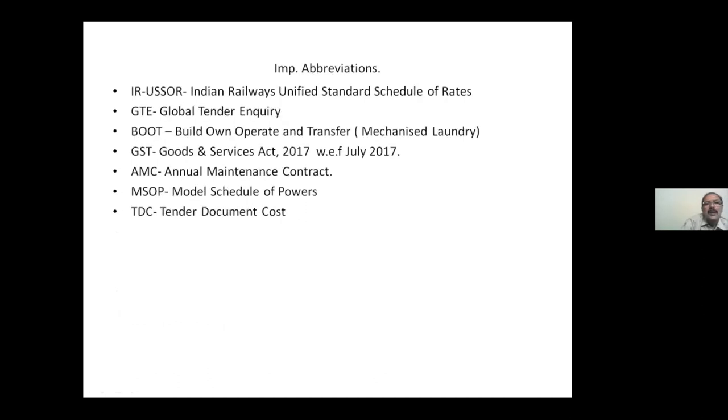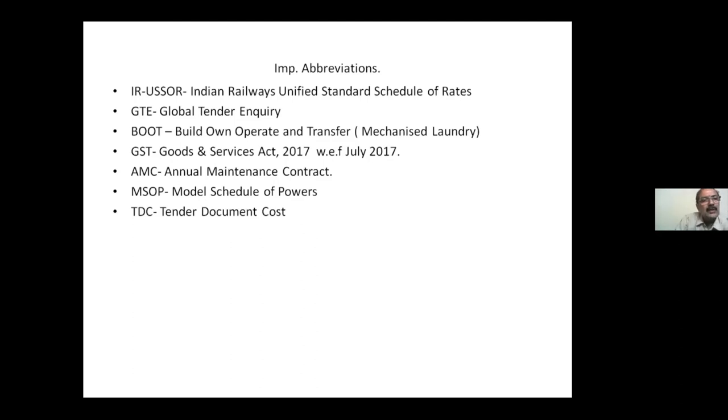Next, important update, IRUSSOR, already I told you, Indian Railways Unified Standard Schedule of Rates. So, this is the basic document where the items of the works will be picked up and the estimate will be prepared. Okay. But what is GTE? Global Tender Inquiry. So, Railway Board said clearly, wherever your tender value is estimated to be more than 200 crores, then only you can make inquiry globally. That is called global tender inquiry. It is not a must. But below 200 crores, no global tender inquiry should be there.